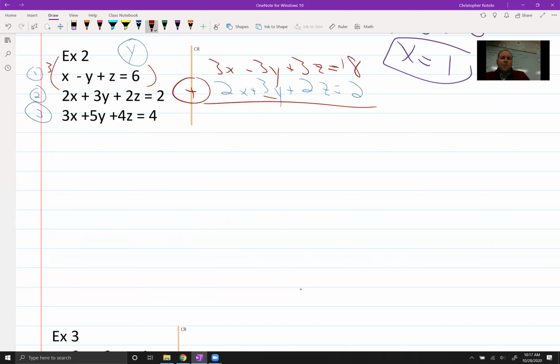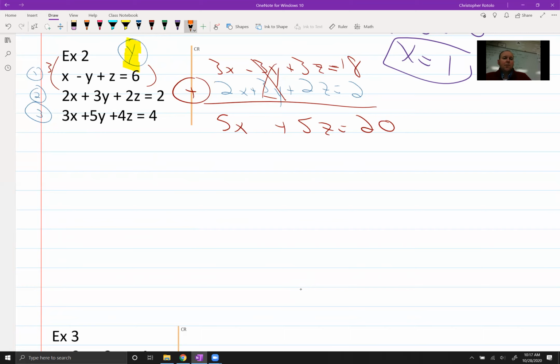I have -3 and +3, so they're going to eliminate. That's what we wanted. So I get 5x + 5z = 20. That's not too shabby. All right, let's try this again. Remember, my goal still is to eliminate y twice.